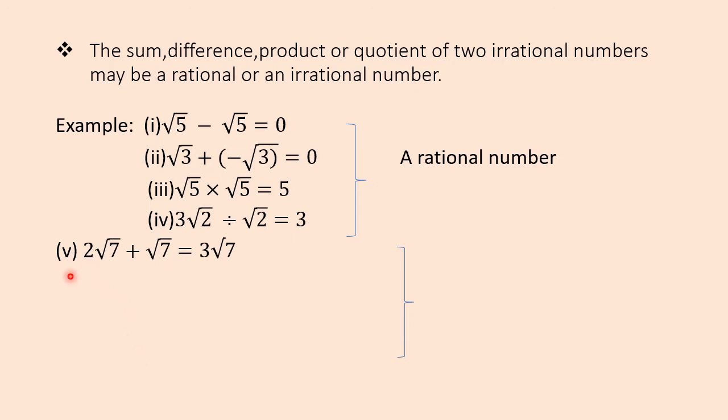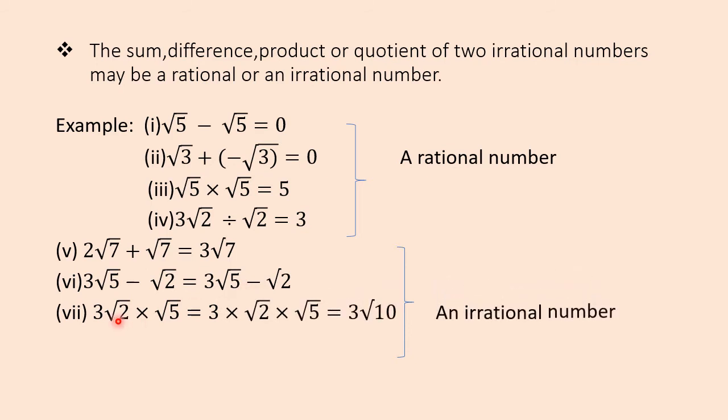Now, moving to the next one, that is 3 root 5 minus root 2. Here, 3 root 5 is an irrational number. Root 2 is an irrational number. For the difference between two irrational numbers, since root 5 and root 2 are different irrational numbers, you have to write the answer as it is, 3 root 5 minus root 2. It is an irrational number. So in the difference you are getting an irrational number.